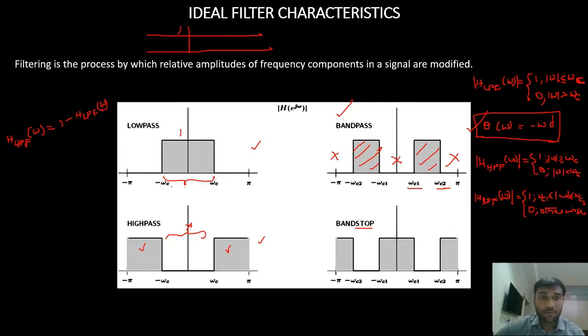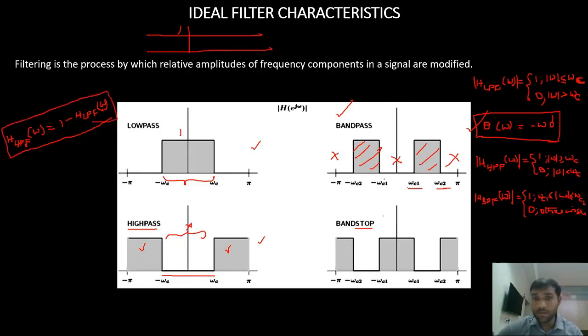So in the range of negative omega c to positive omega c, here I have 1 and here I have 1. So 1 minus 1 is 0, right? And similarly, outside this range of minus omega c to plus omega c, here I have 1 and here I have 0. So 1 minus 0 is 1. So that is how we arrive at the high pass filter magnitude response. High pass filter is nothing but 1 minus low pass filter in terms of frequency characteristics.